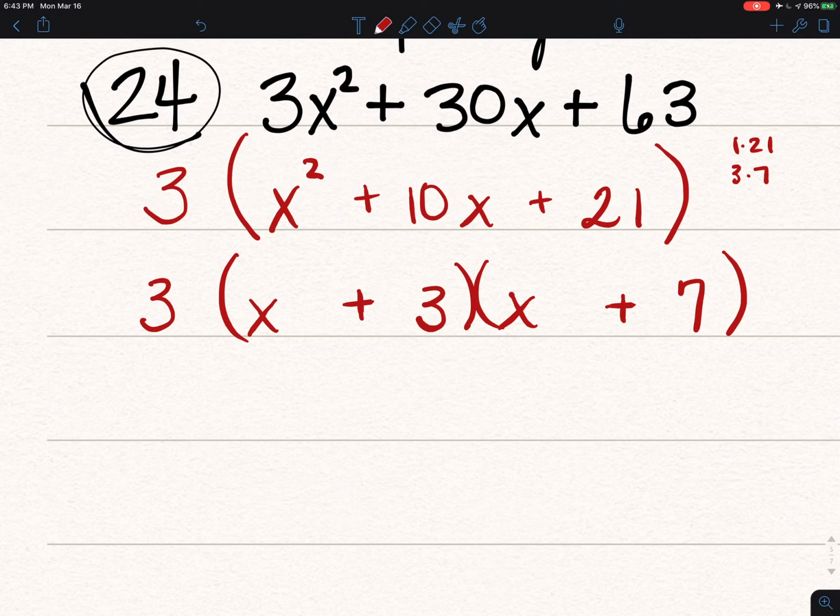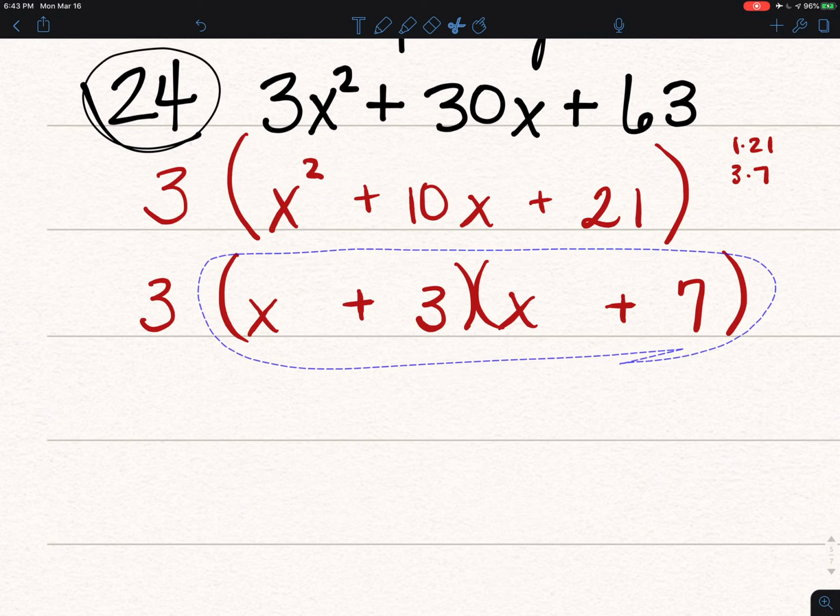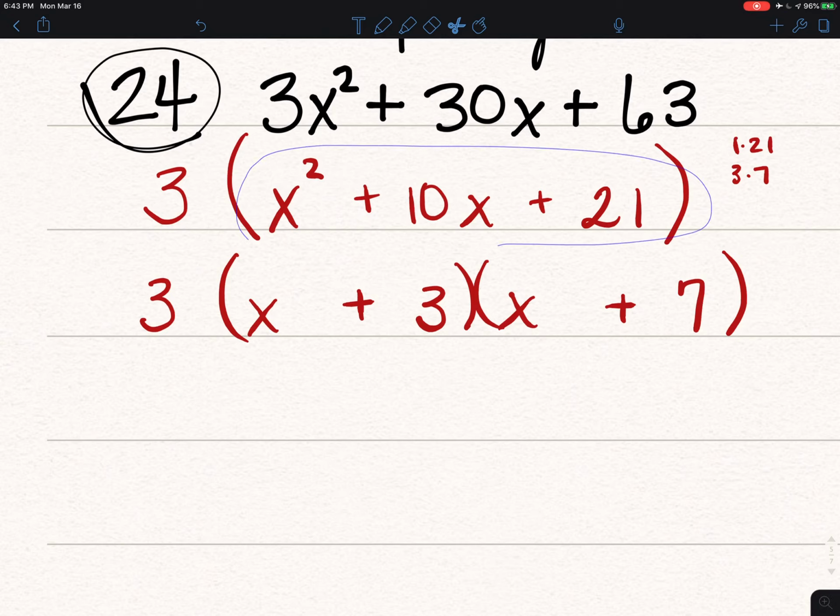Now, what you could do to check your work on this one is that you could go ahead and FOIL these two, get a trinomial. In fact, it should give you this trinomial if you FOIL that out.